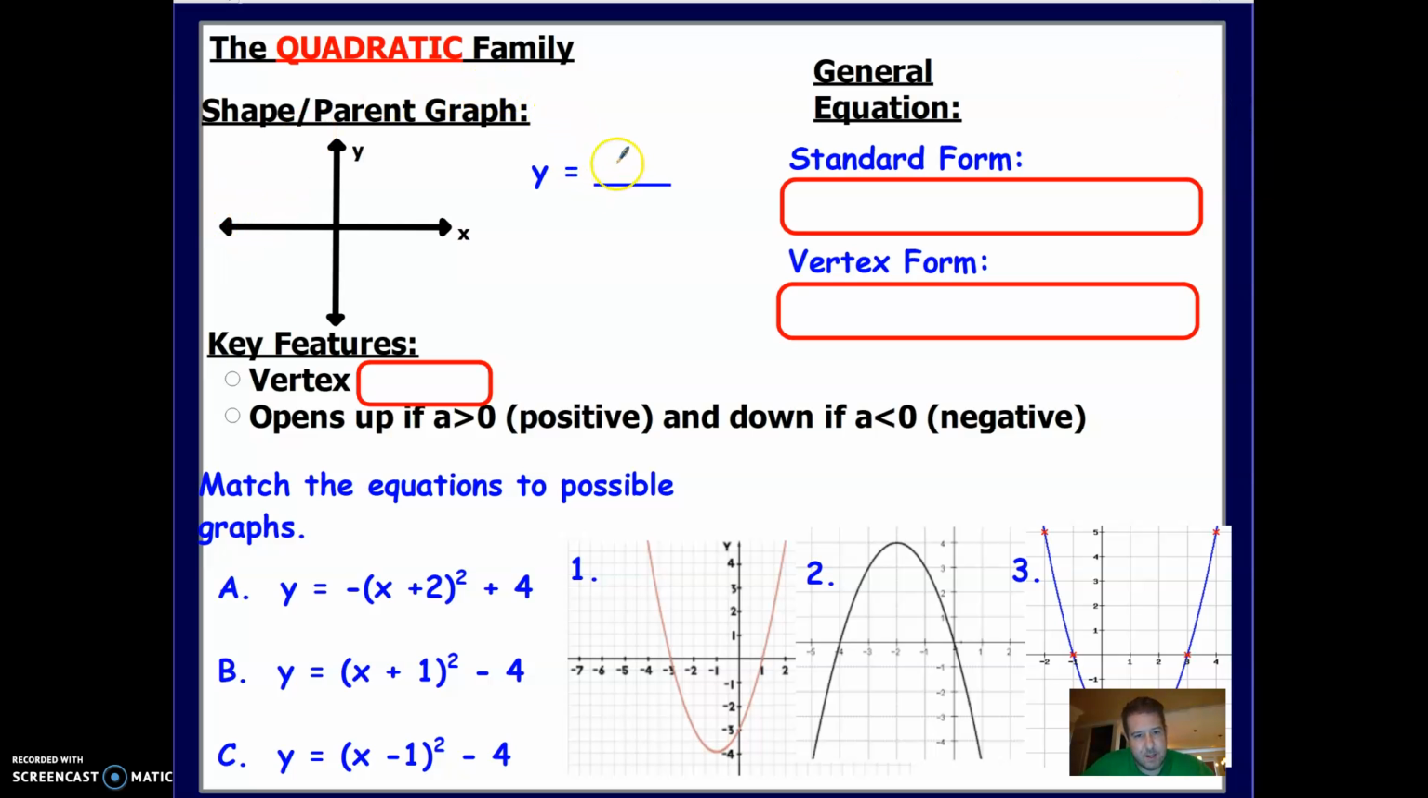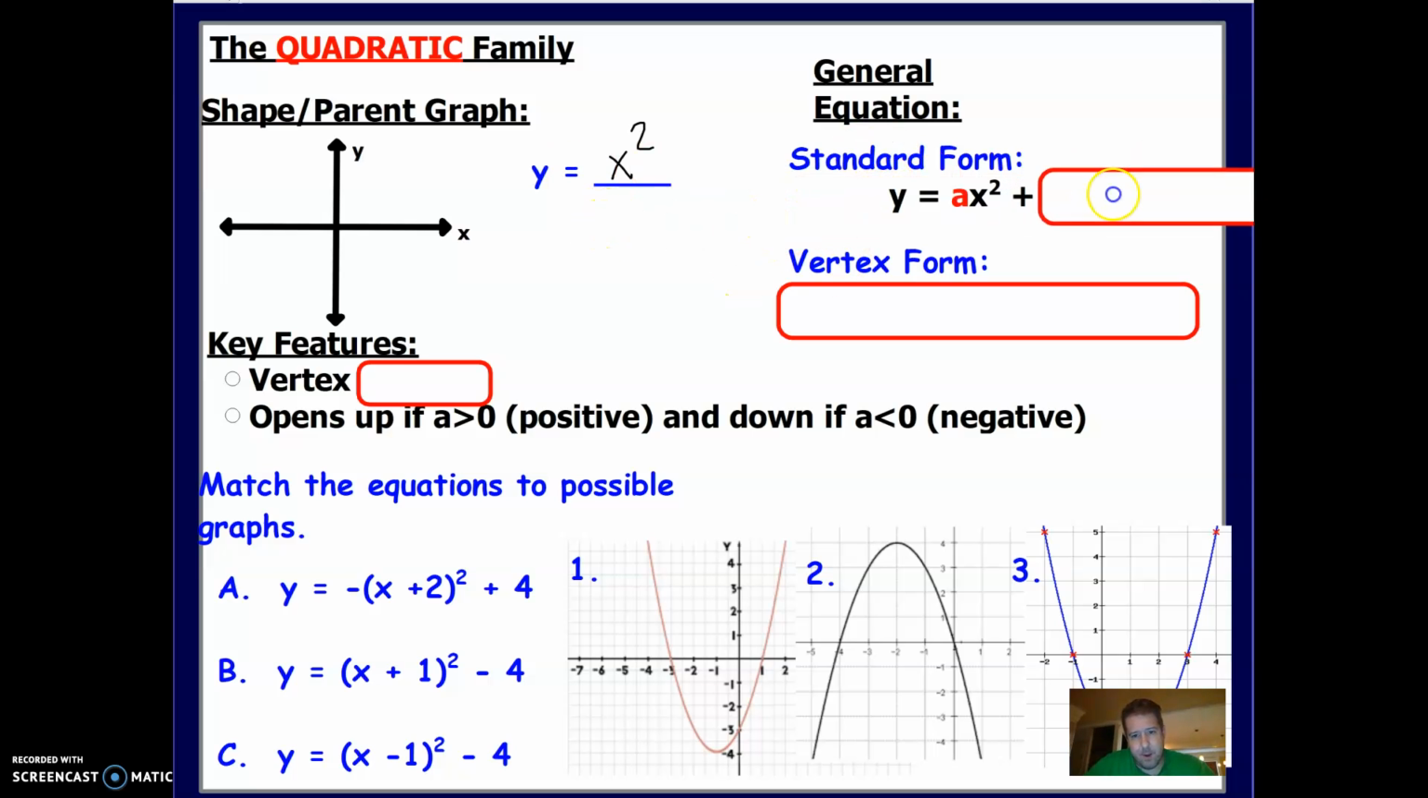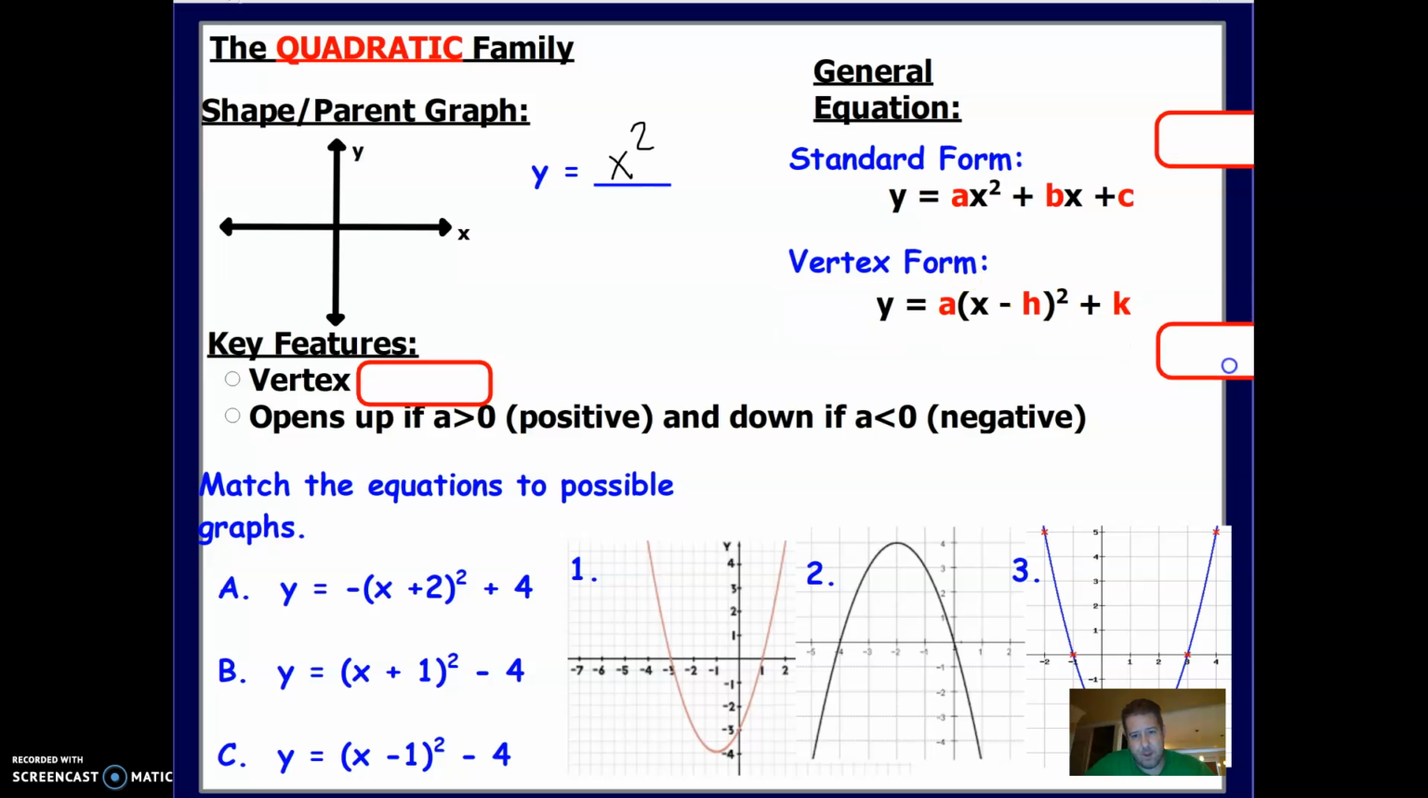We have quadratics. That means when x is squared. There are multiple ways of writing this. There is standard form, and then there's vertex form, and then I feel like I'm missing one. That's all I can think of for right now. Key features. So the vertex is your (h, k). This tells you translations, whether it went left or right or up or down, and the a.